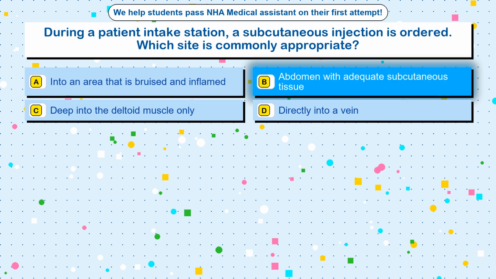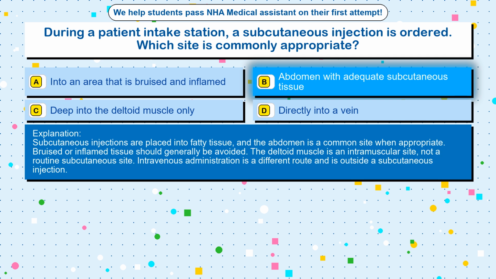The correct answer is option B, abdomen with adequate subcutaneous tissue. Subcutaneous injections are placed into fatty tissue, and the abdomen is a common site when appropriate. Bruised or inflamed tissue should generally be avoided. The deltoid muscle is an intramuscular site, not a routine subcutaneous site. Intravenous administration is a different route and is outside a subcutaneous injection.